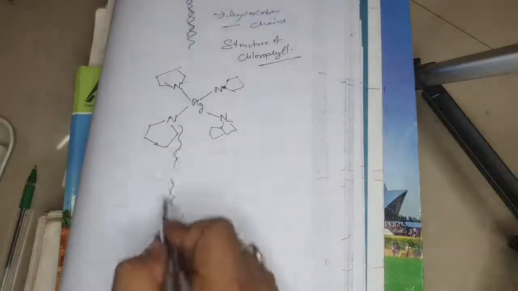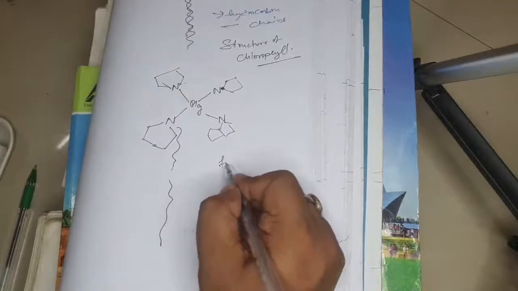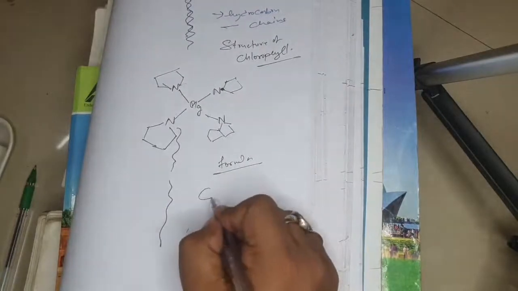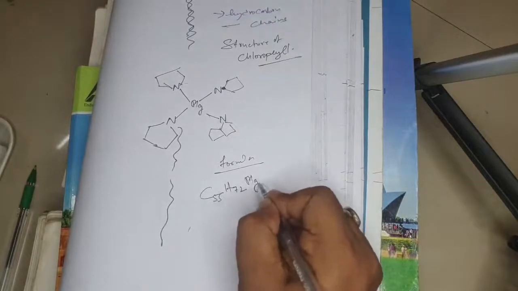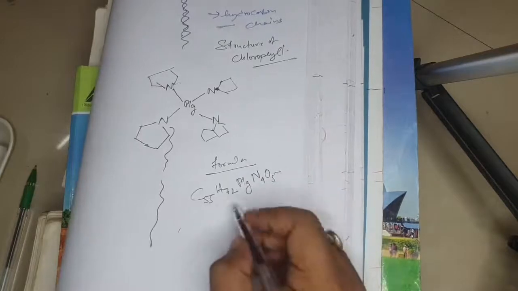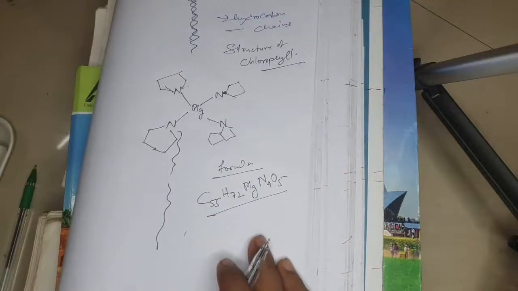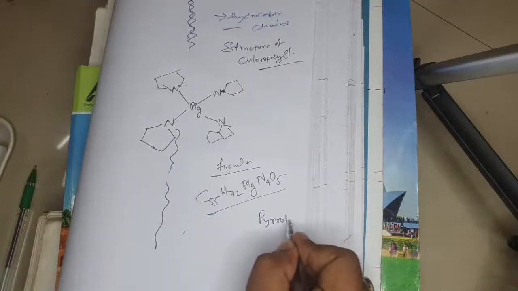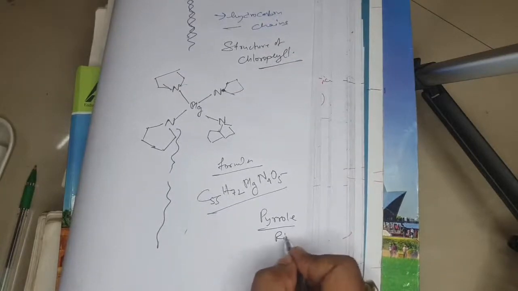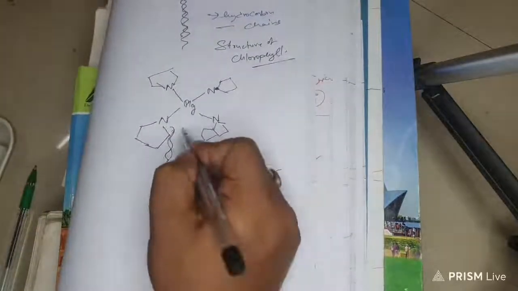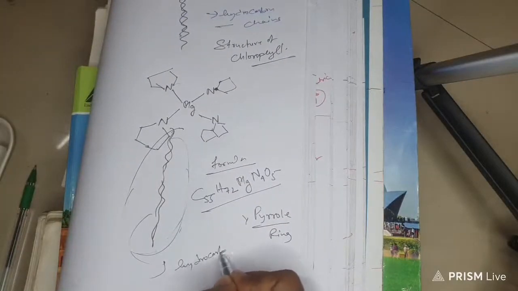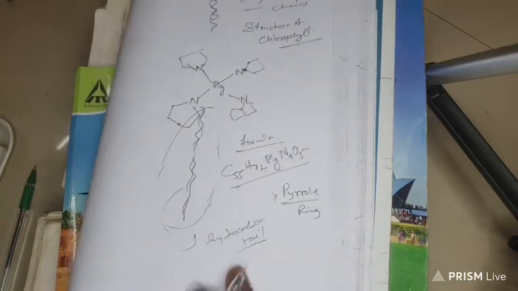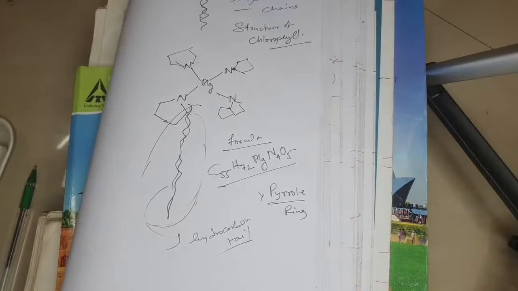Now if this is the situation and a hydrocarbon chain is there, what is the formula? The general chemical formula is generally C55H72MgN4O5. Yes, pyrrole ring. So the pyrrole rings make up the tetrapyrrole head, and this is what we can call the hydrocarbon tail. Okay, so that is the structure of chlorophyll.